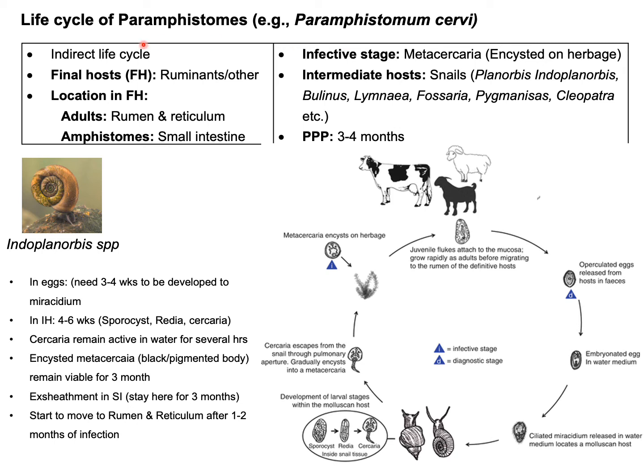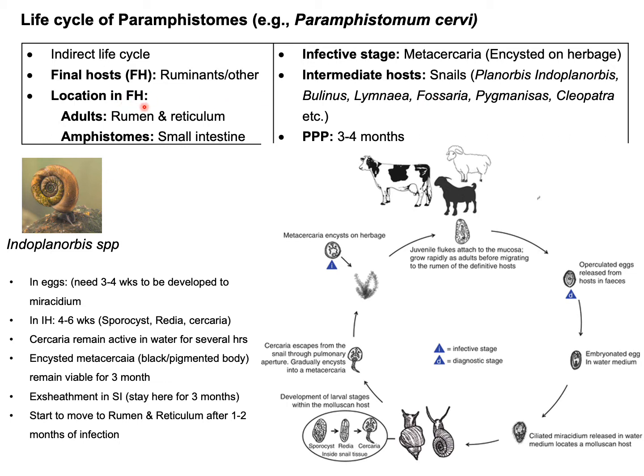Life cycle of Paramphistomes. Particularly, we will discuss here in detail the life cycle of Paramphistomum cervi. So the life cycle is indirect, that is, there is involvement of an intermediate host. In this case, different snail species or genera. So it includes Planorbis, Indoplanorbis, Bulinus, Lymnaea, Fasciola, and different other genera.